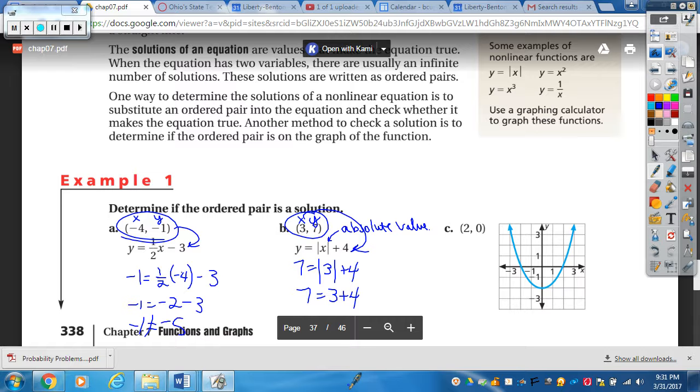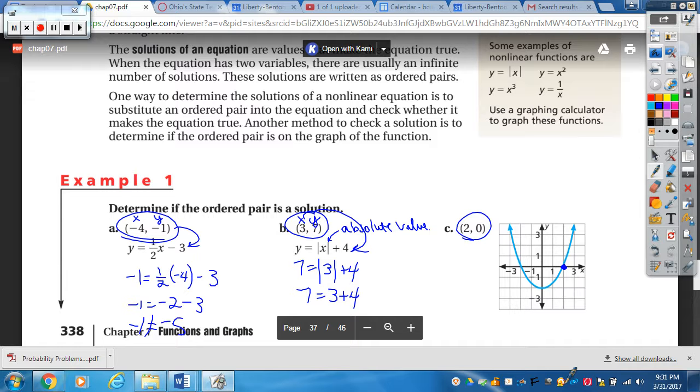From there, if we look at this last one, if I graph this point and it is on this curve somewhere, then I know that this is part of the solution. So if I graph 2, 0, that point right there is a solution to this function. Remember, there's an infinite number of solutions.